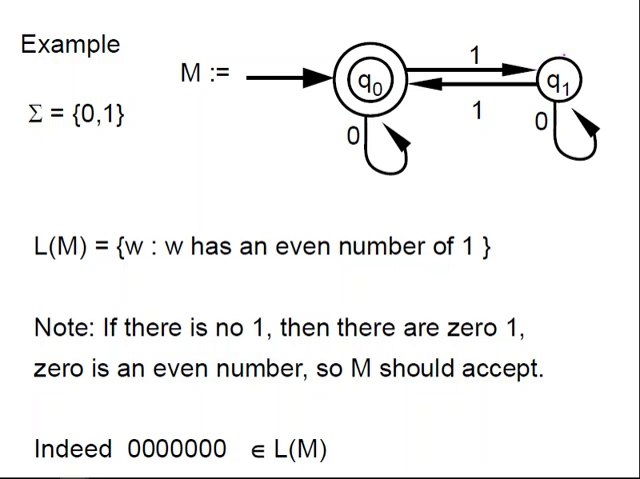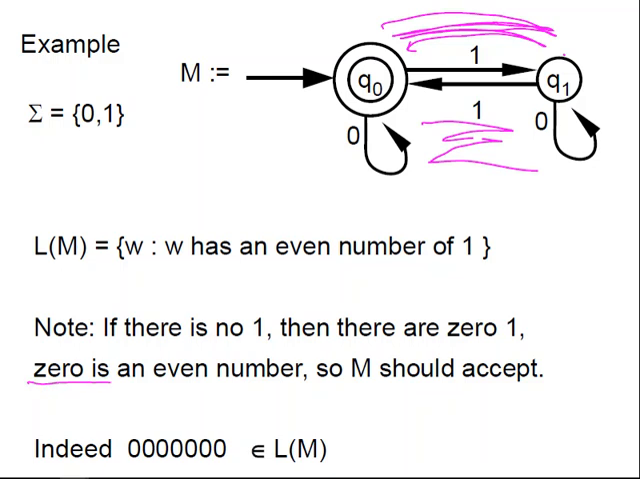If you have an even number of ones, you may go back and forth, but you end up in Q0, which is an accept state. If you have an odd number of ones, you may do some back and forth, but then you end up in Q1, which is not an accept state. And note an important convention: if there is no 1, so you have 0 ones, we consider 0 to be an even number, so M should accept. Indeed, this is what happens, because, for example, a string consisting of only zeros is in the language of M.